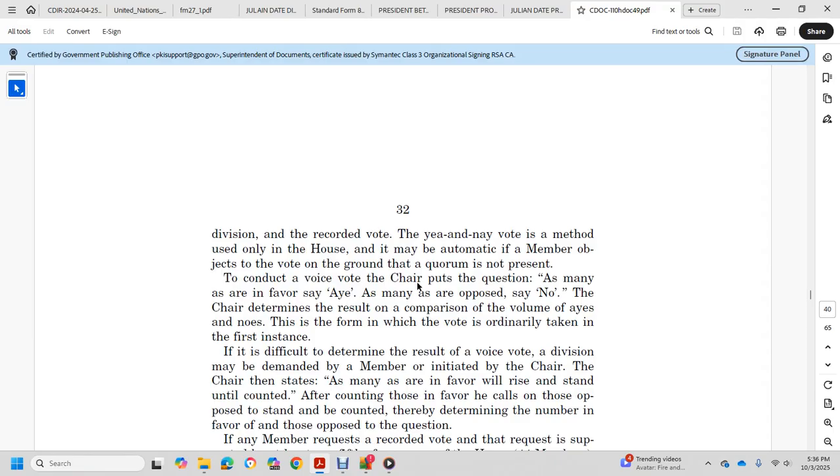In a voice vote, the Chair puts the question: as many as are in favor say aye, and as many as are opposed say no. The chairman determines the result by comparing the volume of the ayes and the noes. This form of vote is only taken in the first instance. If it is difficult to determine the result of the voice vote, a division may be demanded by members or initiated by the chair, who states that those in favor will rise and stand until counted. After counting those in favor, those opposed are called to stand and are counted, thereby determining the number in favor and opposed.